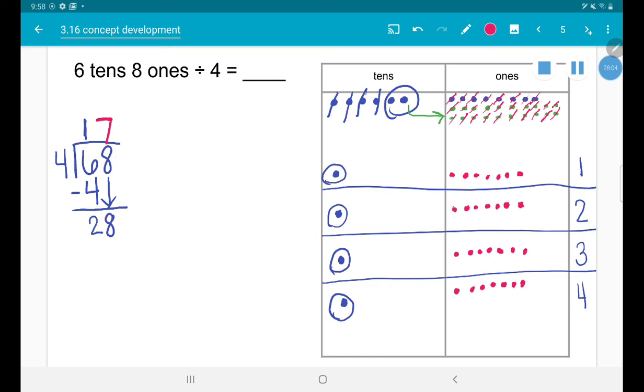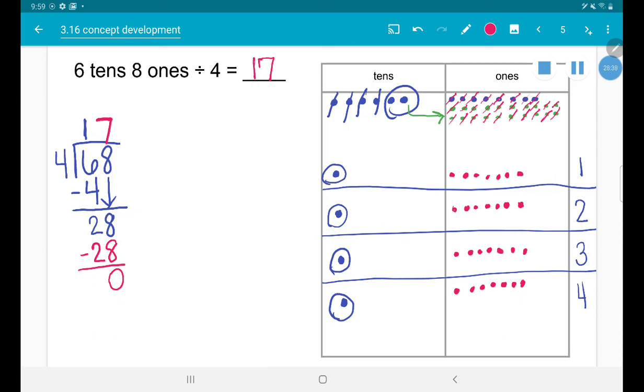So now I'm doing 7 times 4. I put 7 in each group, and I have 4 groups. So 7 times 4 equals 28. And if I subtract that, I have 0 remaining. So my remainder is 0. My quotient, or my answer, is 17. I have 1 10 and 7 ones in each group, and I have none left over.